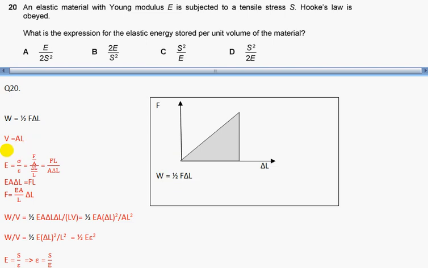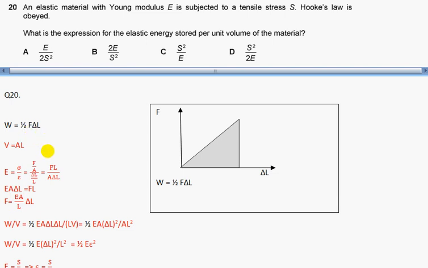Then we know that volume is area multiplied by length. A formula for Young modulus is this one. So it is tensile stress by tensile strain, force over area divided by delta L over L. We rearrange it for F. We have an expression for F. Why for F? Because we should get rid of this F.